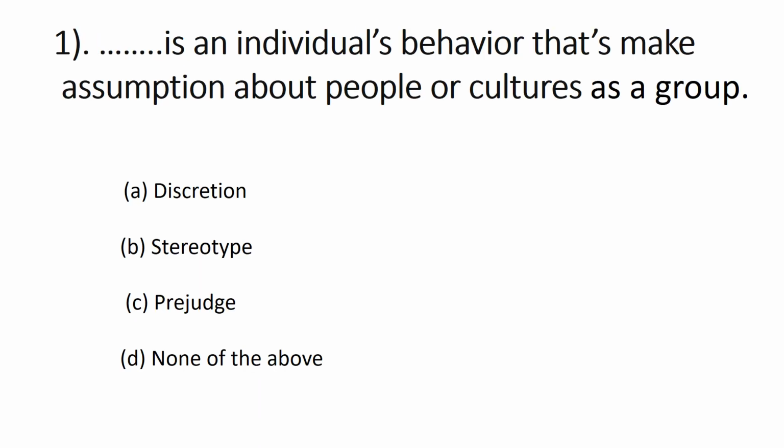Okay, now question number 1: an individual behavior that makes assumptions about people or culture as a group. A, discrimination. B, stereotype. C, prejudice. D, none of the above. The correct answer is stereotype, because if people behave toward others on the belief of their cultural group, it is a stereotype.